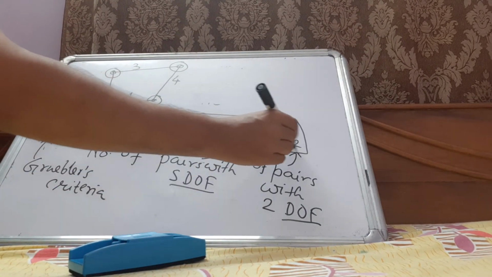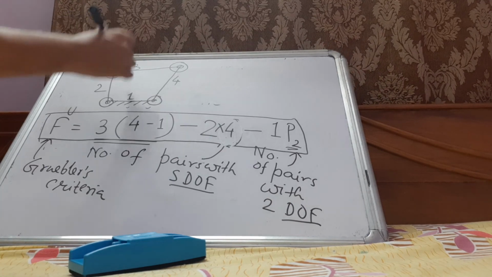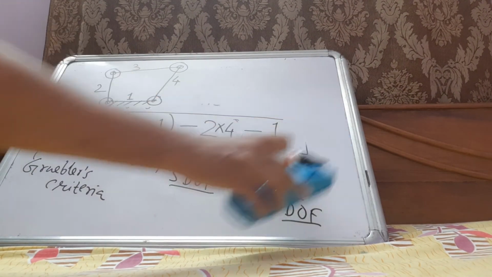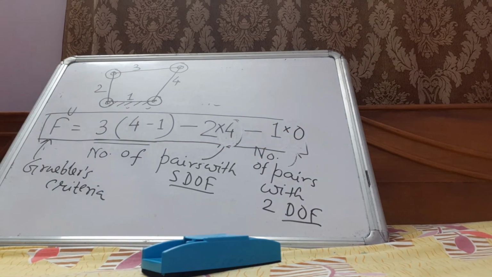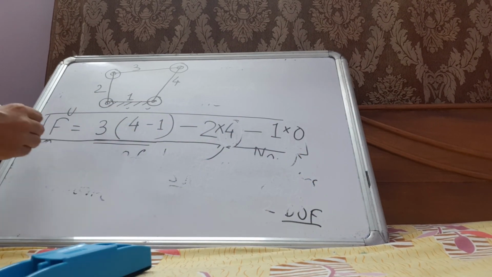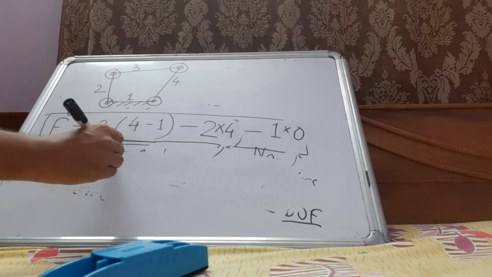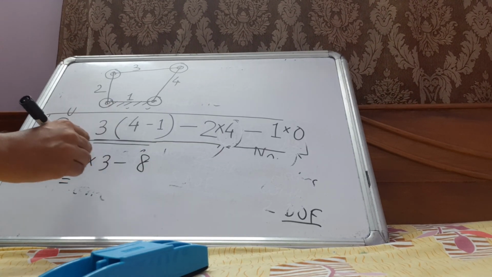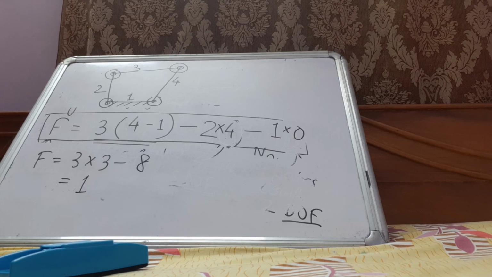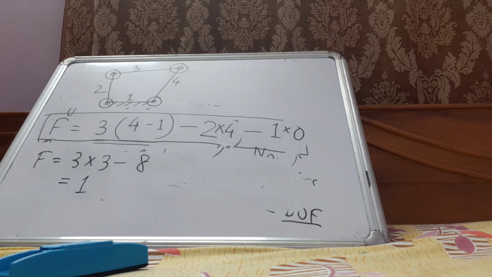And what about p2 in this case? That is the number of pairs with 2 degrees of freedom. Here there is no such pair which has 2 degrees of freedom. So p2 in this case will be equal to 0. So in this case, degrees of freedom we are obtaining as F equals 3 into 3 minus 8 equals 1. In this way, using Gruebler's criteria, we can calculate degrees of freedom of a mechanism. Thank you.